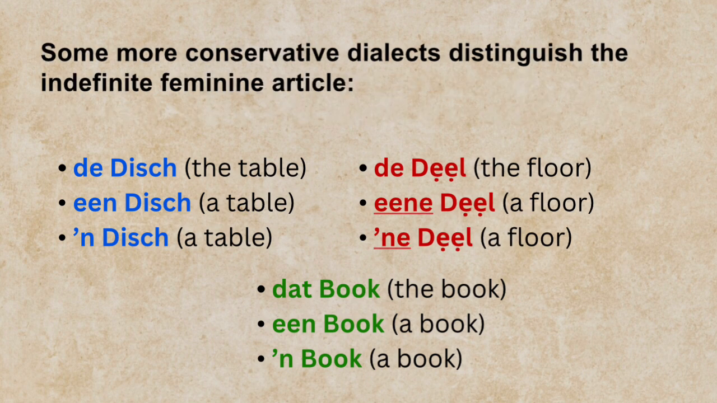Some more conservative dialects distinguish the indefinite feminine article. De dish, ein dish, n dish. De del, eine del, ne del. Dat book, ein book, n book.